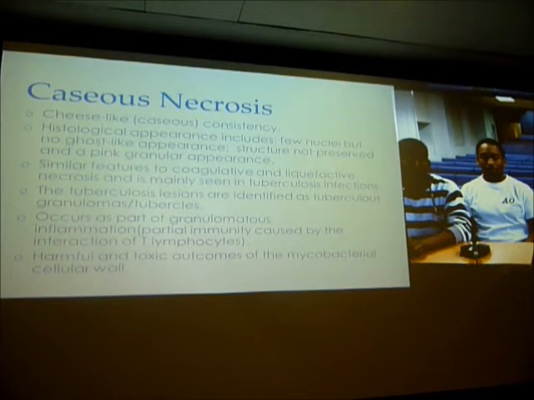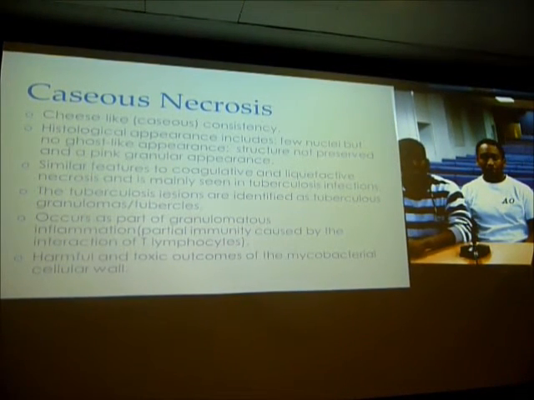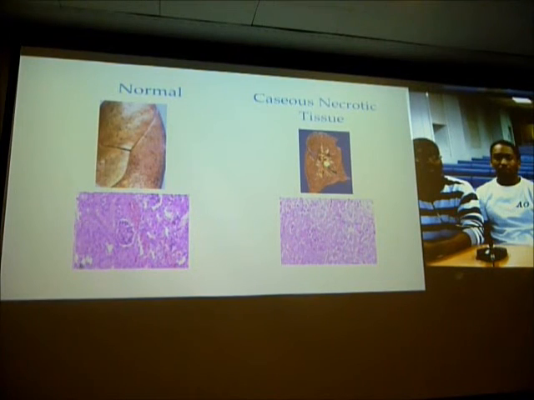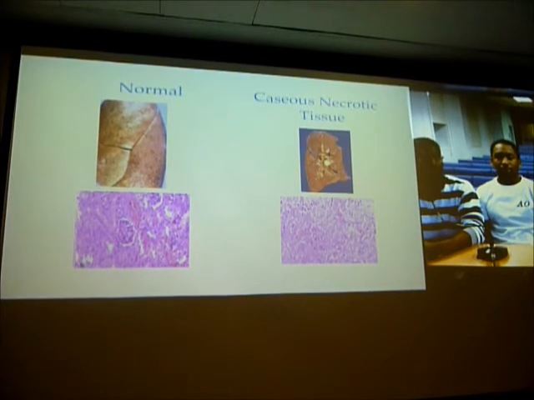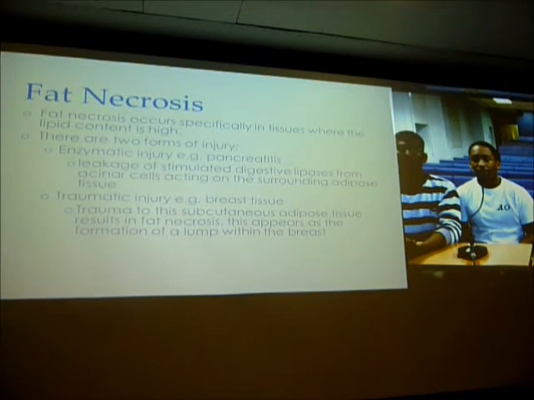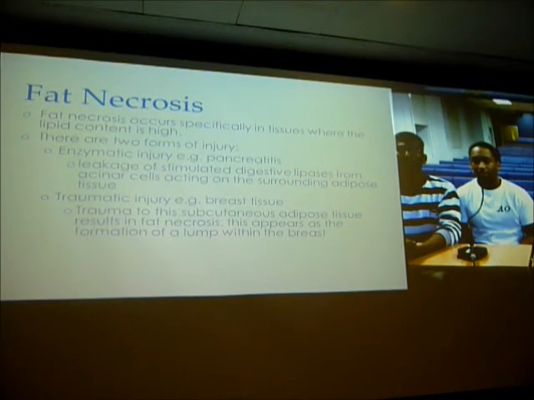It occurs as part of a granulomatous inflammation, with harmful and toxic outcomes of the mycobacterial cell wall. Here is a normal and caseous necrotic tissue of the lung and also a microscopic image. Fat necrosis occurs in tissues with high lipid content by traumatic injury or enzymatic injury.